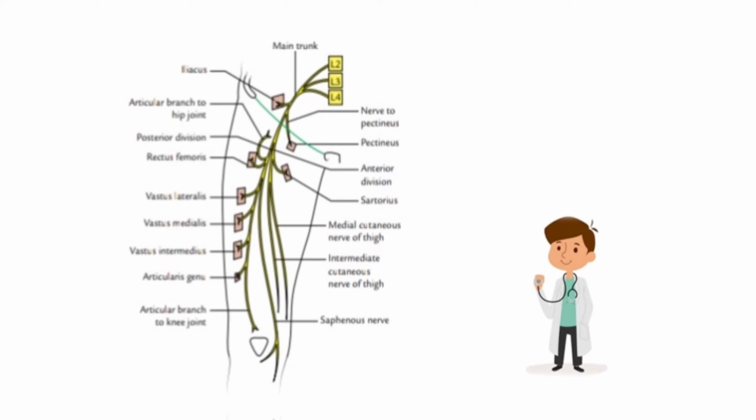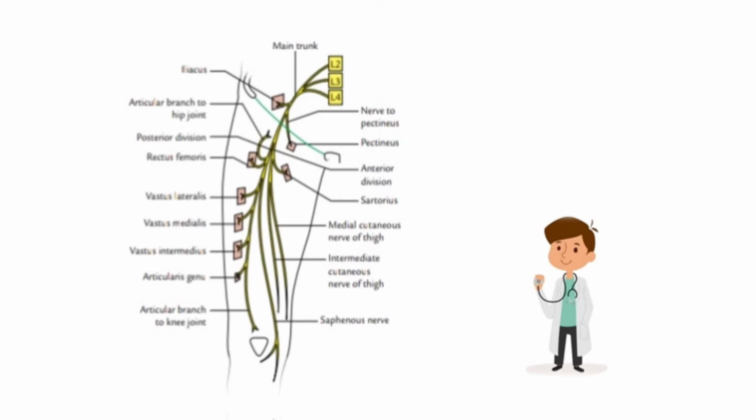And the muscular branch supplies the sartorius. Posterior division we have 1 cutaneous branch, that is the saphenous nerve, and 4 muscular branches to supply quadriceps femoris, that is the rectus femoris, vastus lateralis, vastus medialis and vastus intermedius.